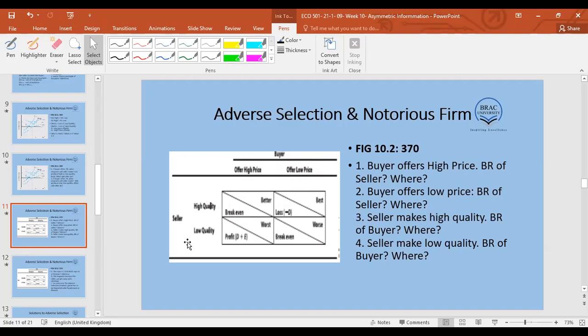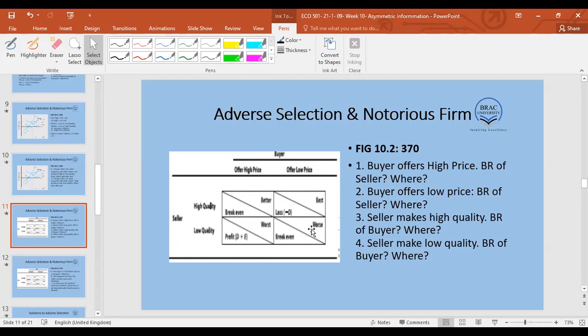If the seller offers a low quality product, the buyer has two options. If the buyer offers a high price, isn't that the worst of all these? Better, best, worst. Isn't this the worst? I mean, I am buying a low quality product at a higher price. The worst outcome.